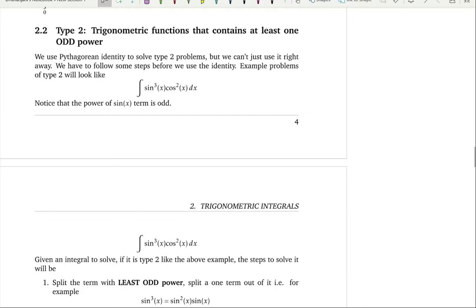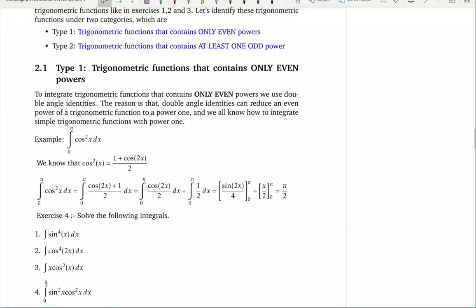In this video we are going to learn how to integrate a trigonometric function that contains an odd power. Before we go there, remember what happened in the last video. When we have a trigonometric function to integrate that contains only even powers, we use the double angle identity over and over again until we convert the function into one that contains only power 1 trigonometric functions, and then we integrate that converted function. So that's what we did.